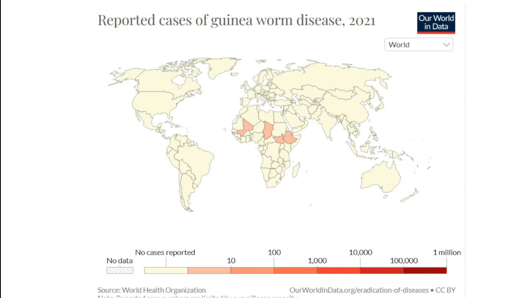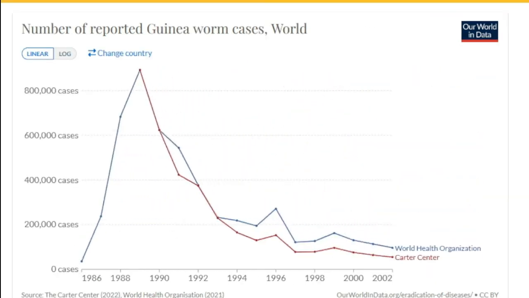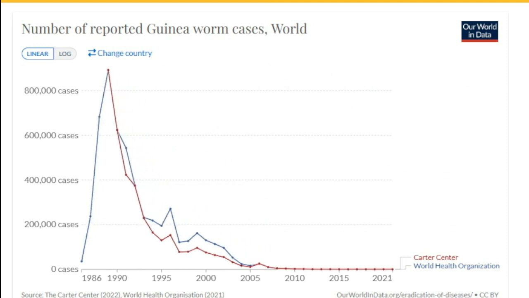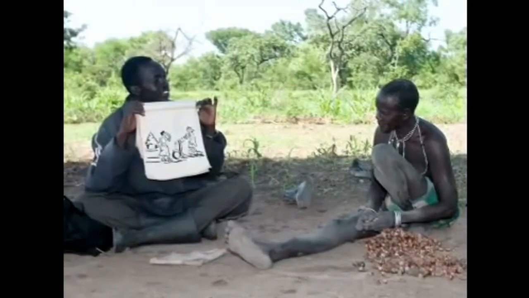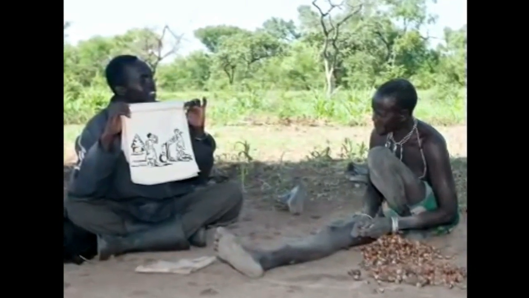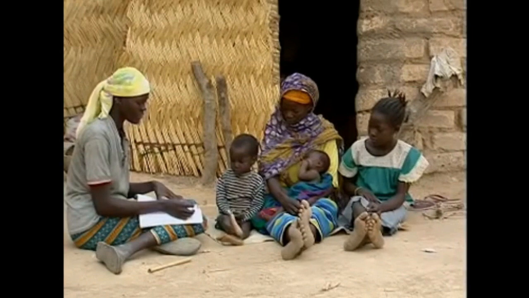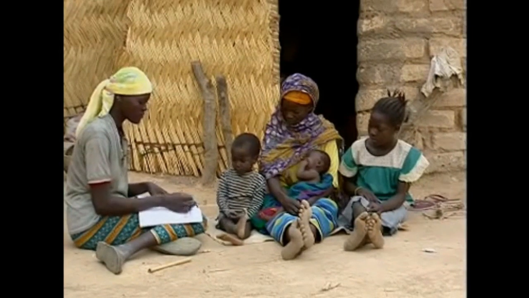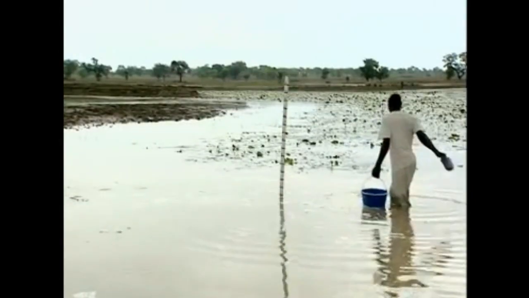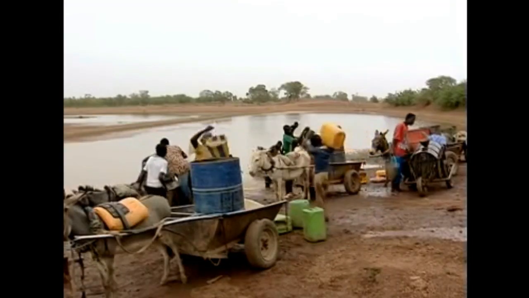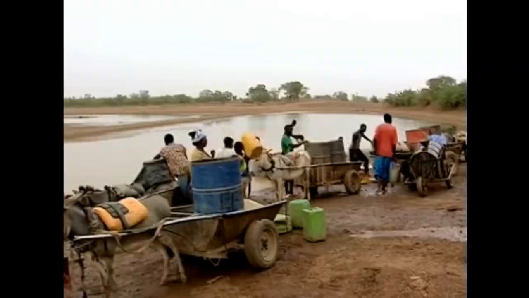In 1986, there was an estimated 3.5 million cases of the disease, but by 2020, the number had declined to just 28 cases. This denotes extremely successful strategies or approaches in disease mitigation. The success in controlling the spread of the Guinea worm is largely due to a multifaceted approach that includes education and awareness campaigns, providing clean water and distributing water filters to communities in affected areas.